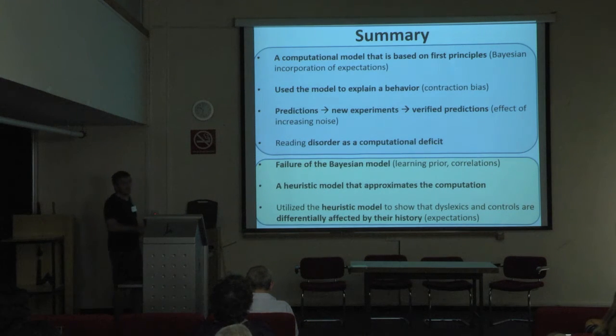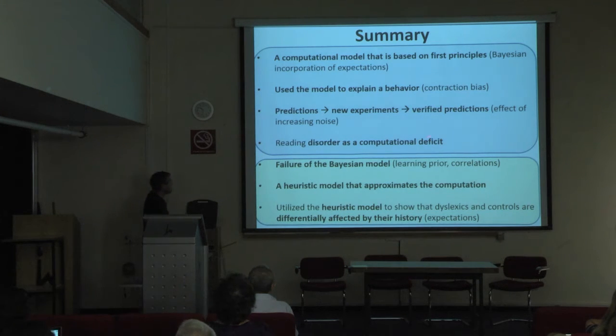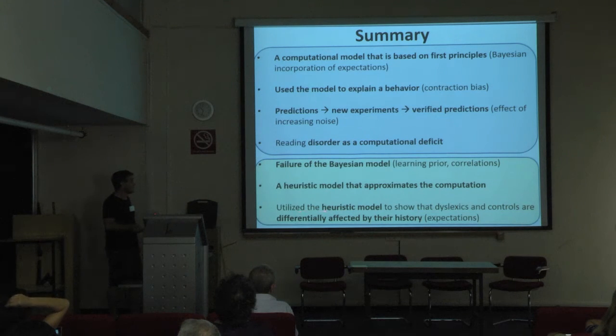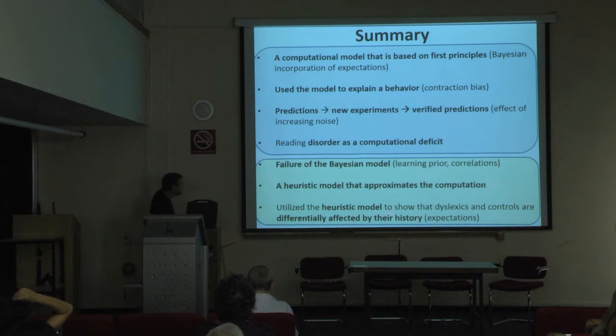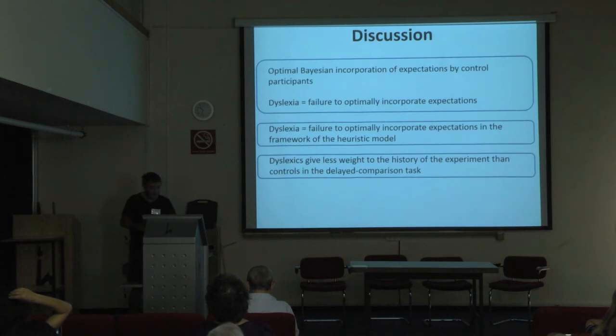It fails, for example, in this aspect of what we can say about the learning of the prior distribution. And we have an alternative model that can be thought of as a heuristic approximation of the Bayesian model that is consistent with the data. Actually, it's even slightly better in explaining the data. And we can also use this model to think about dyslexia.